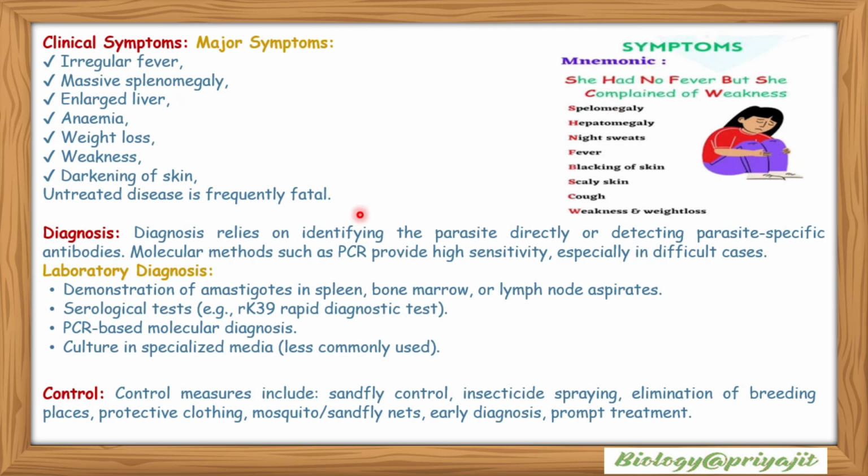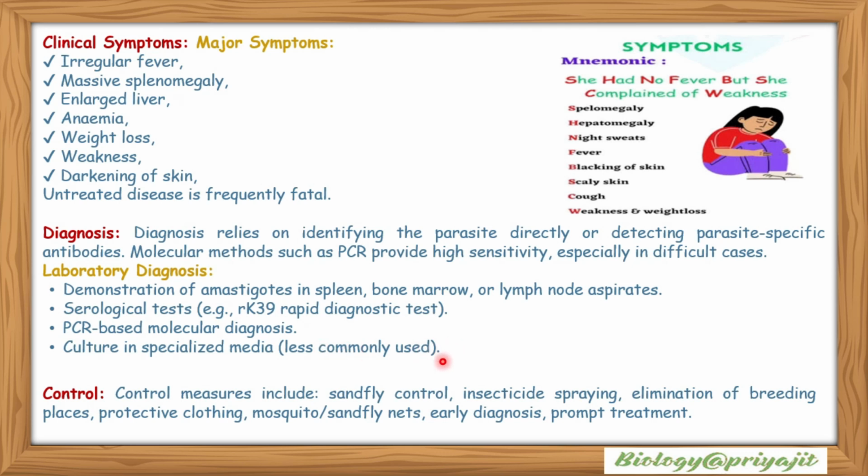Diagnosis relies on identifying the parasite directly or detecting parasite-specific antibodies. Molecular methods such as PCR provide high sensitivity, especially in difficult cases. Laboratory diagnosis: demonstration of amastigotes in spleen, bone marrow or lymph node aspirates. Serological tests like rK39 rapid diagnostic test, PCR-based molecular diagnosis, and culture in specialized media, which is less commonly used.